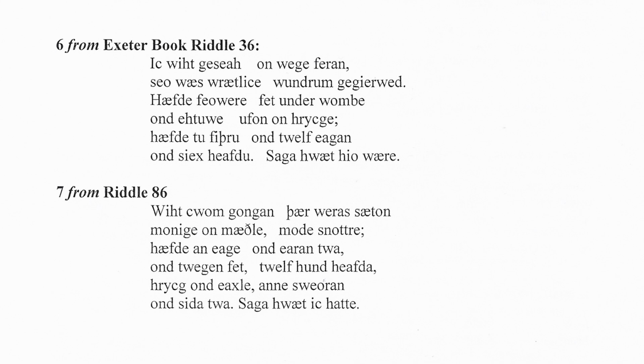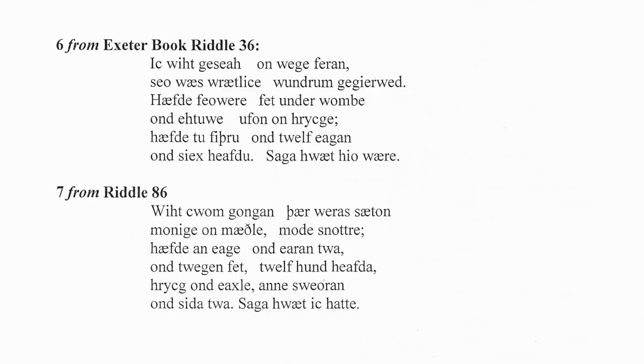Where was this creature? It was "on wege". There are two meanings of "on wege". It could be on a wave or on a way, so it's a little bit ambiguous. And "feran" is the infinitive. So, I saw a creature travel on the wave or on the way. This creature is feminine because "wiht" is a feminine noun. So we say "seo", it, was, "rætlice". And "rætlice" is an adverb meaning marvelously.